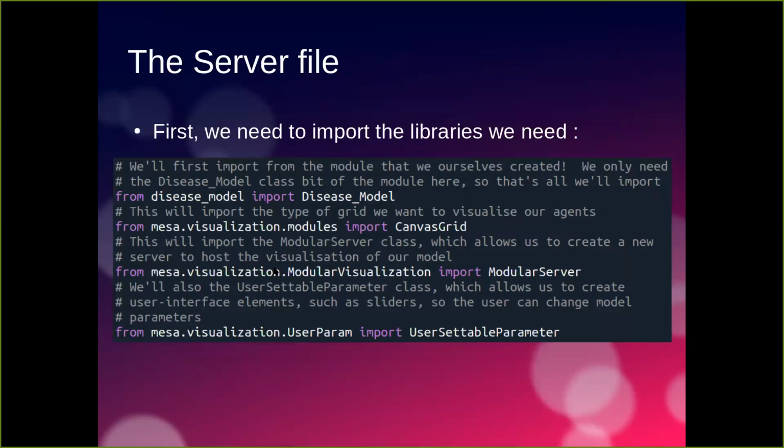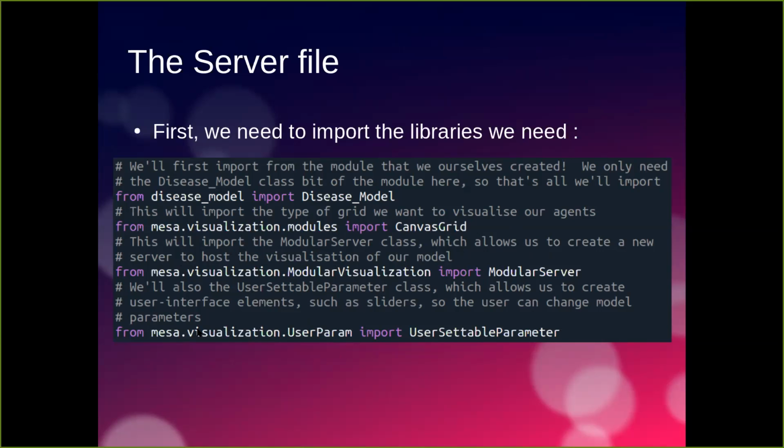The next thing I'm going to import is something called a canvas grid. That's one of the ways in which we can visualize our agents on our server. We import that from mesa.visualization.modules, and we import CanvasGrid. Another thing I need to import is something called a modular server. That basically just allows us to create a new server to host the visualization of our model. You'd normally have a canvas grid and a modular server as well, so those 2 lines of code you'd probably write each time.